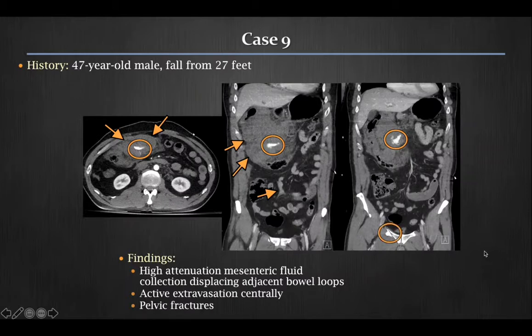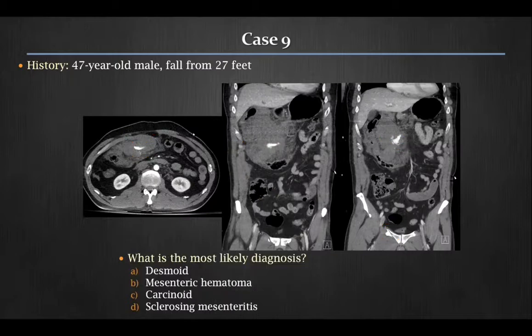And he has a few pelvic fractures that we can see on the coronal images. So the most likely diagnosis is a mesenteric hematoma with active bleeding. Again, to keep reiterating this, the imaging findings alone, excluding the active extravasation, could have the same appearance as any of the other entities or any of the other answer choices listed here.